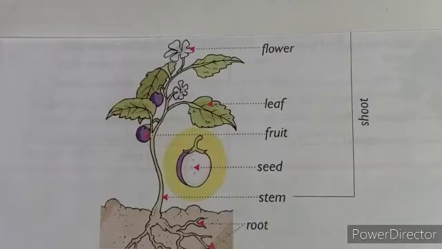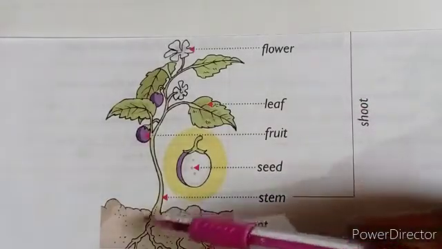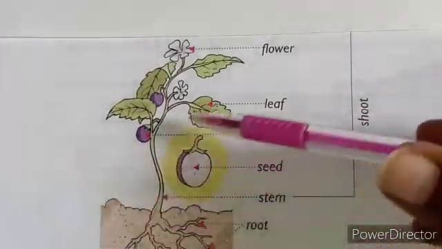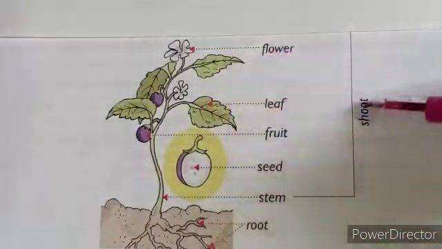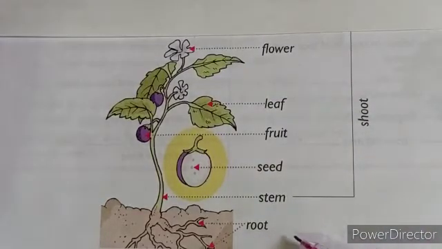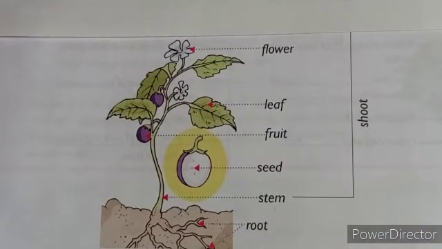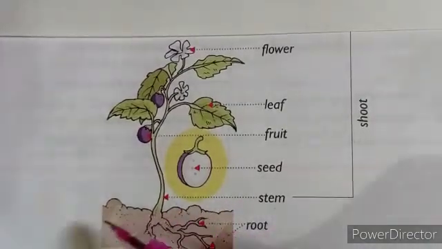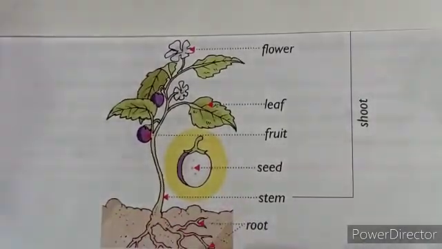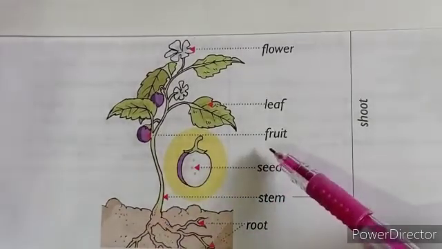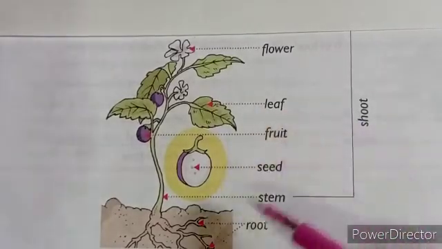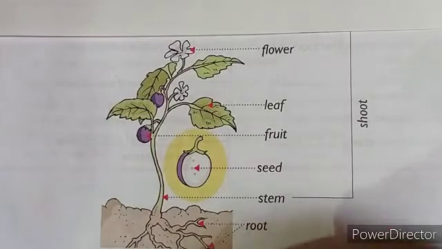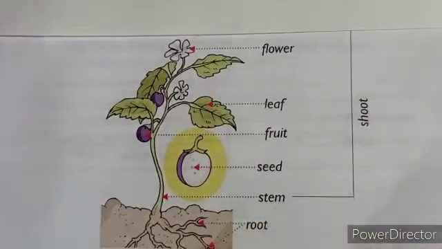The part above the ground level. This is the ground, right? The part above the ground level is this part. This part is called the shoot part. The part below the ground, this is the ground part, right? This is called the root part. The shoot part grows upwards towards the sunlight, and the root grows downwards into the soil.